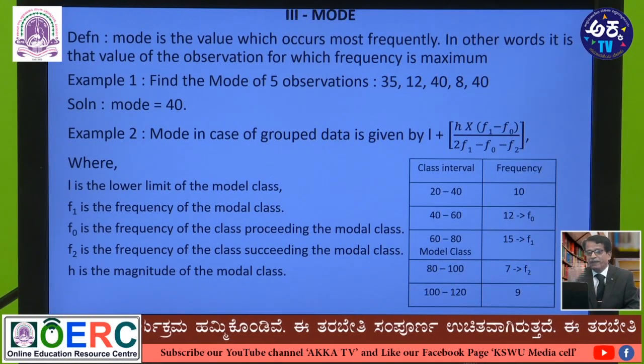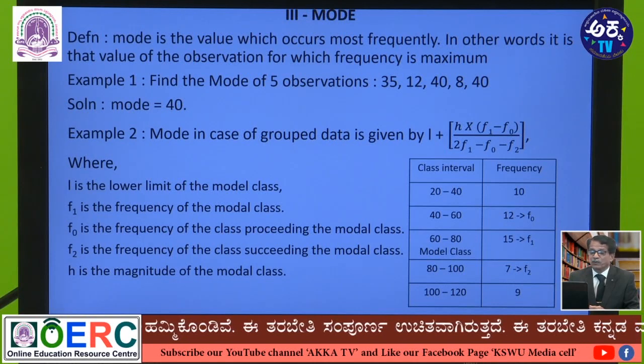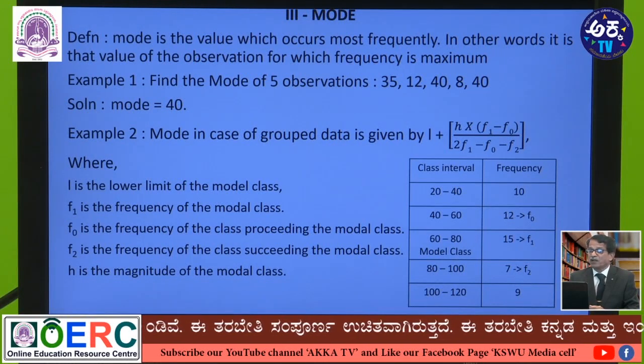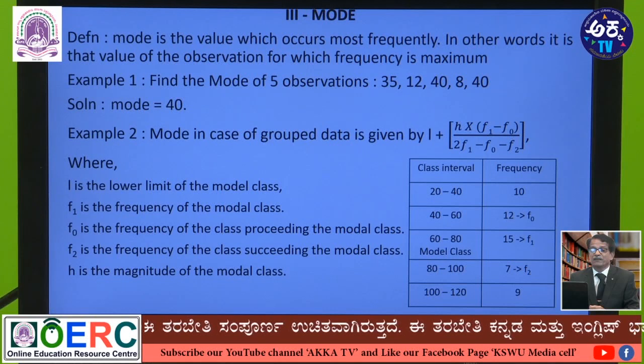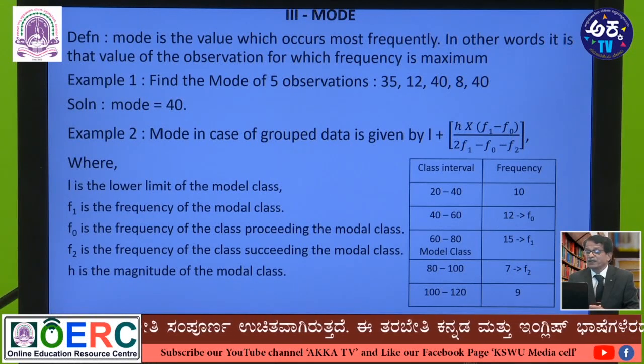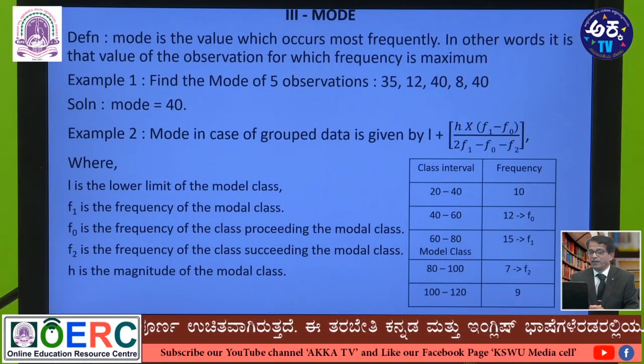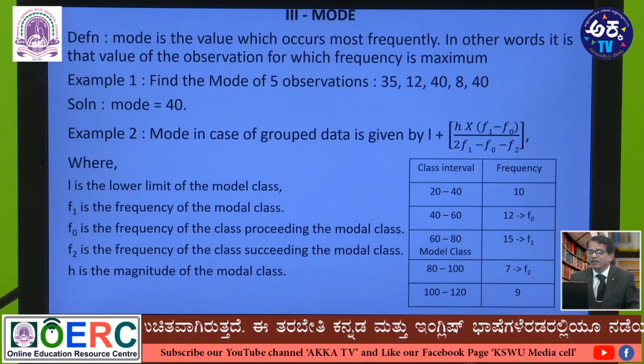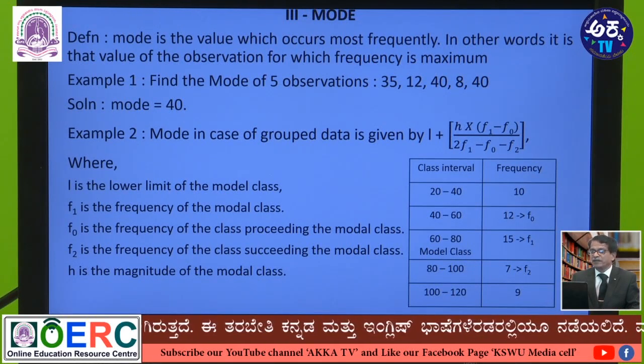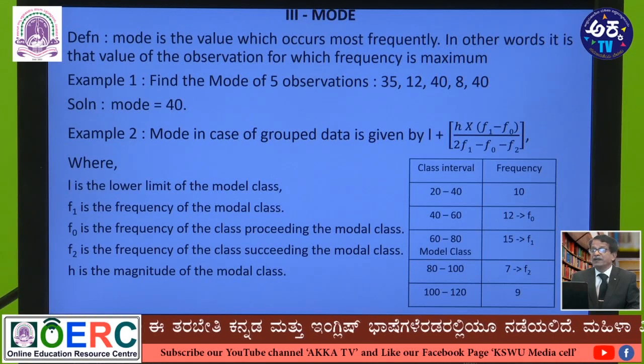The definition of mode goes like this: mode is the value which occurs most frequently. In other words, it is that value of the observation for which frequency is maximum. In other words, mode is simply the most repeated or dominant value of the given data set.